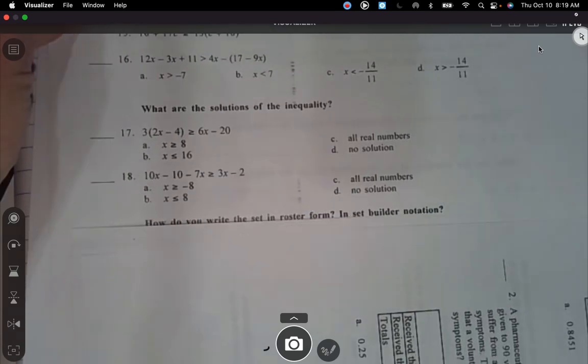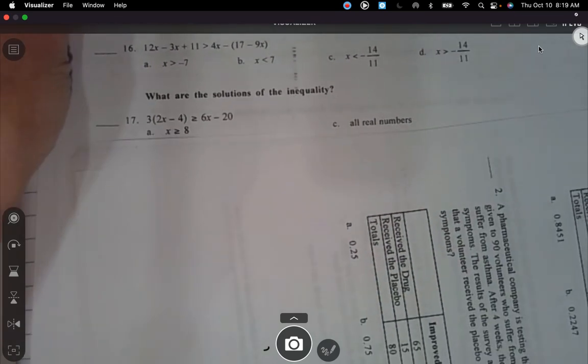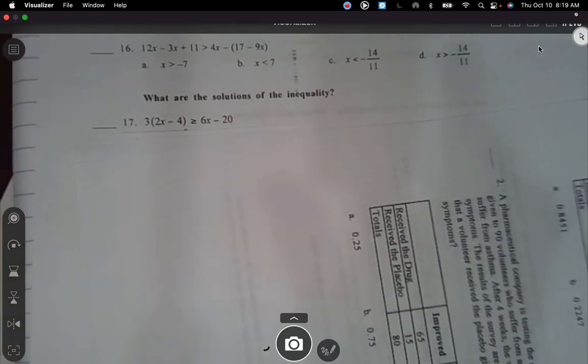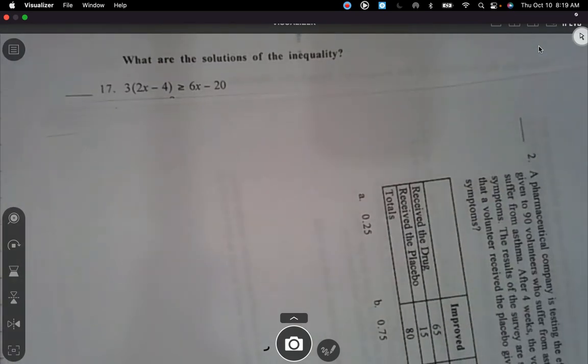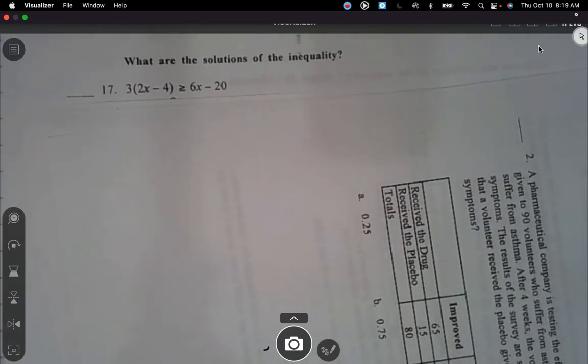So, okay. 17 and 18. Let me cover up my answers for a second. All right, what do you do with a number outside parentheses? We distribute it. So 3 times 2x is 6x minus 12 because of 3 times the negative 4. And I get 6x minus 20. Now, I notice the 6x is the same, so I already know that they're going to cancel out, but we'll just subtract and watch what happens.